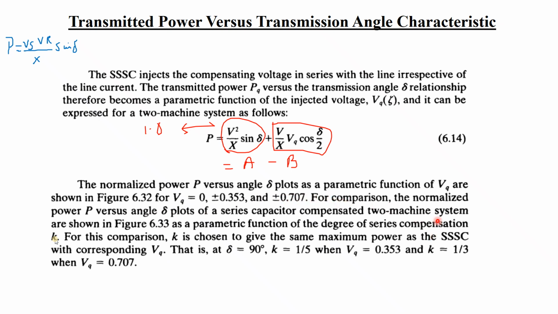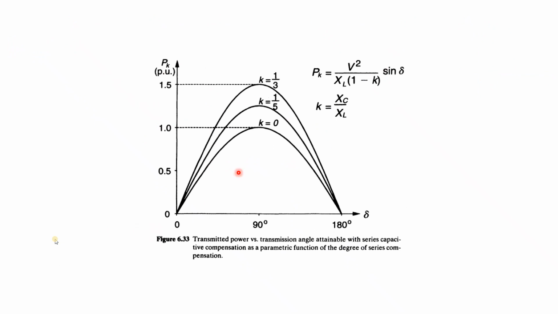It is told over here that the normalized power versus delta plots for a parametric function of VQ are shown in this figure for VQ equal to 0, plus or minus 0.353 and plus or minus 0.707. For comparison, the normalized power P versus delta plots a series capacitor compensated two machine system, as a parametric function of the degree of compensation K. So in the next plot, we will take not an SSSC, we will take a normal series capacitor, a capacitor bank.